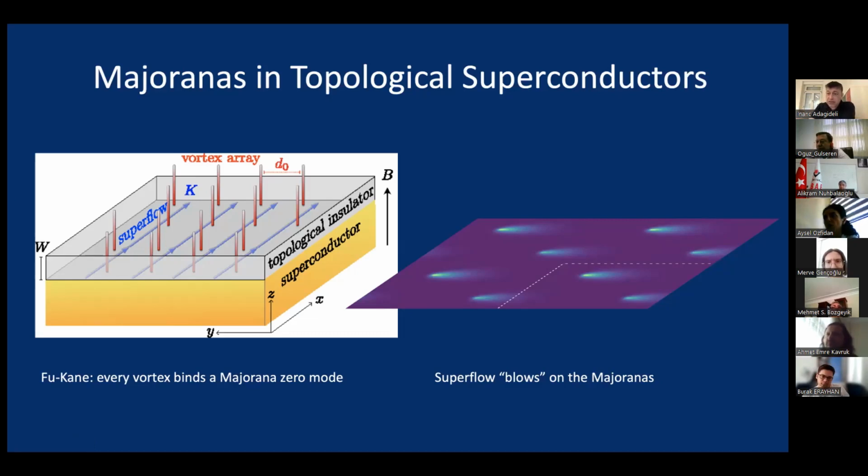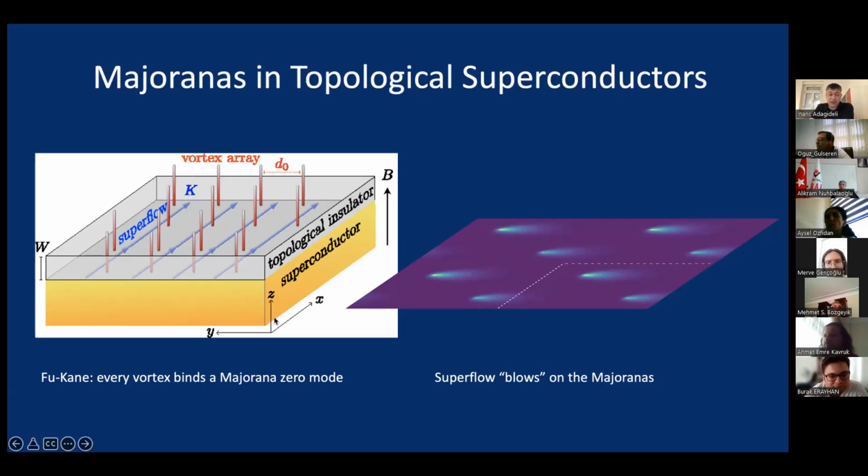So now actually this is a well-known system, right? Without the superflow, we all know this is the so-called Fu-Kane structure. You basically have a superconducting vortex on top of a topological insulator that binds a Majorana zero mode, which is really cool because these are the modes that we actually want to manipulate.